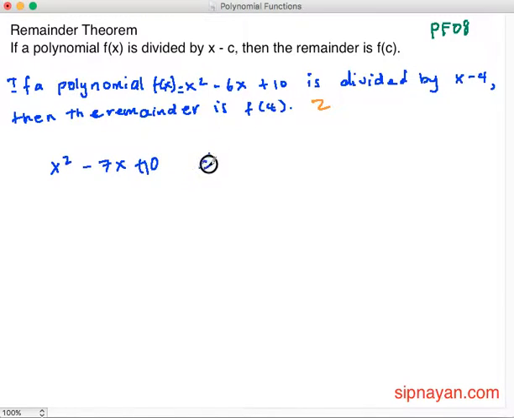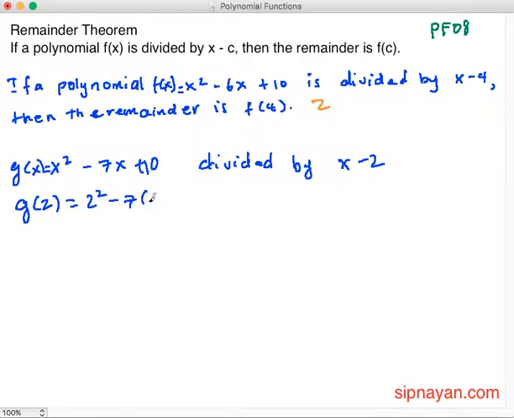10 divided by, say, x minus 2, or what is its remainder? So for example, g of x, what is the value of c here? 2, right? x minus c, x minus 2, so c is 2. So g of 2 is 2 squared minus 7 times 2, we substitute here, plus 10.